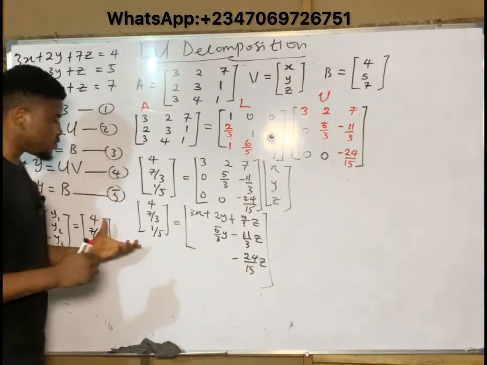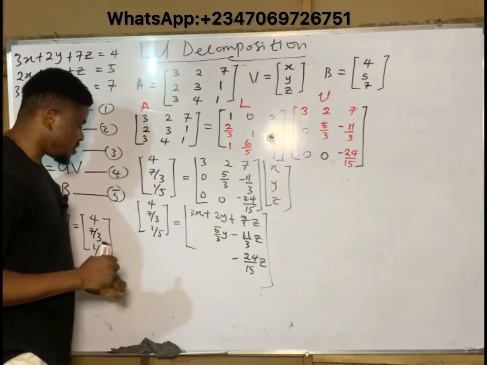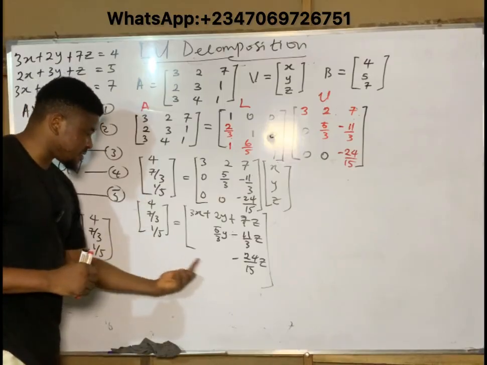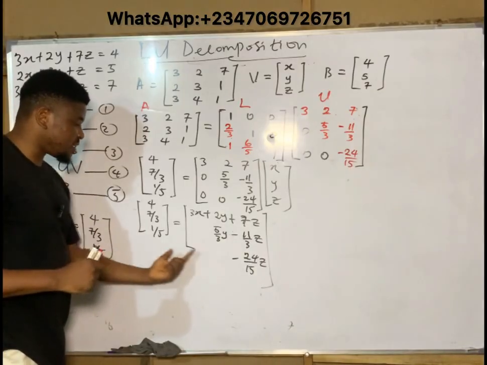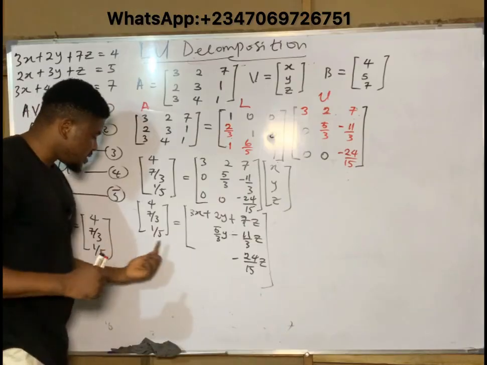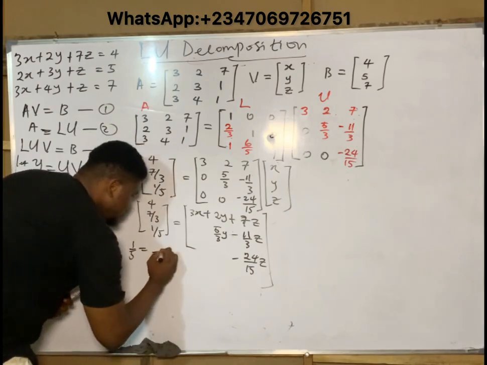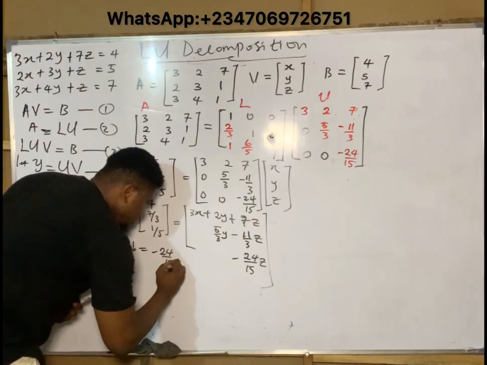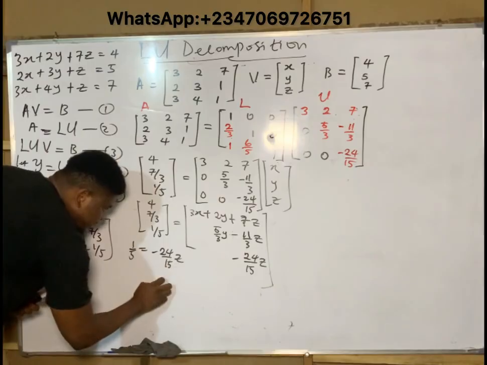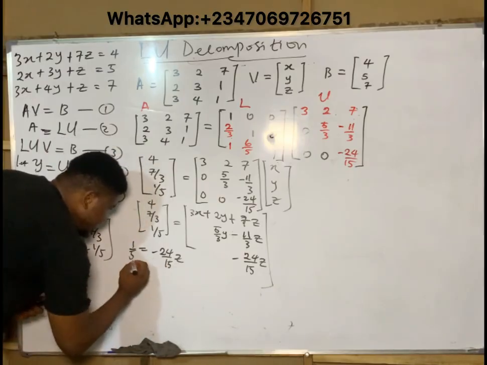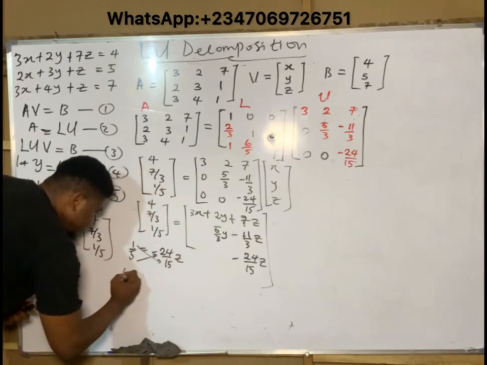So just like we said, if two matrices are equal, it means each of their elements in their respective positions are equal. For this now, we will start from the very last row. So 1 over 5 is going to be equal to negative 24 over 15Z. So this helps us to find the value of Z. So 15 will simply cross multiply from here. 5 multiplies 24, 15 multiplies 1.